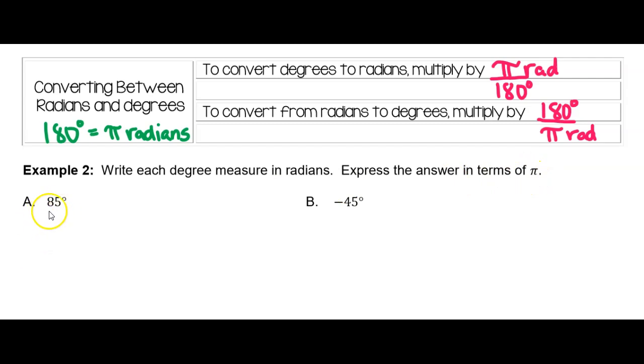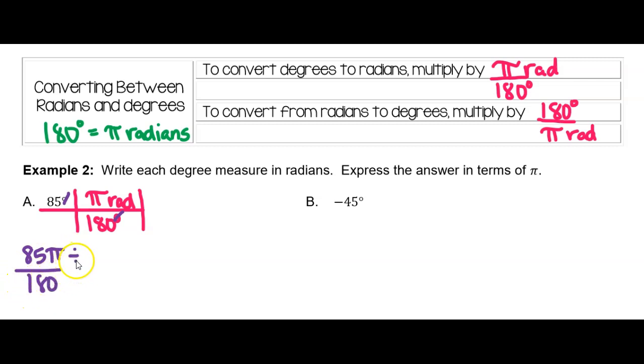So if we have 85 degrees, we're going to set this up like a dimensional analysis problem. This should look similar to chemistry when you're converting between units. If we want degrees to cancel out, we also have to have degrees on the bottom, which is why 180 degrees is going to go on the bottom, which is equivalent to pi radians. So what we're going to notice here is that the degrees cancel out. So we're going to be left with 85 pi divided by 180.